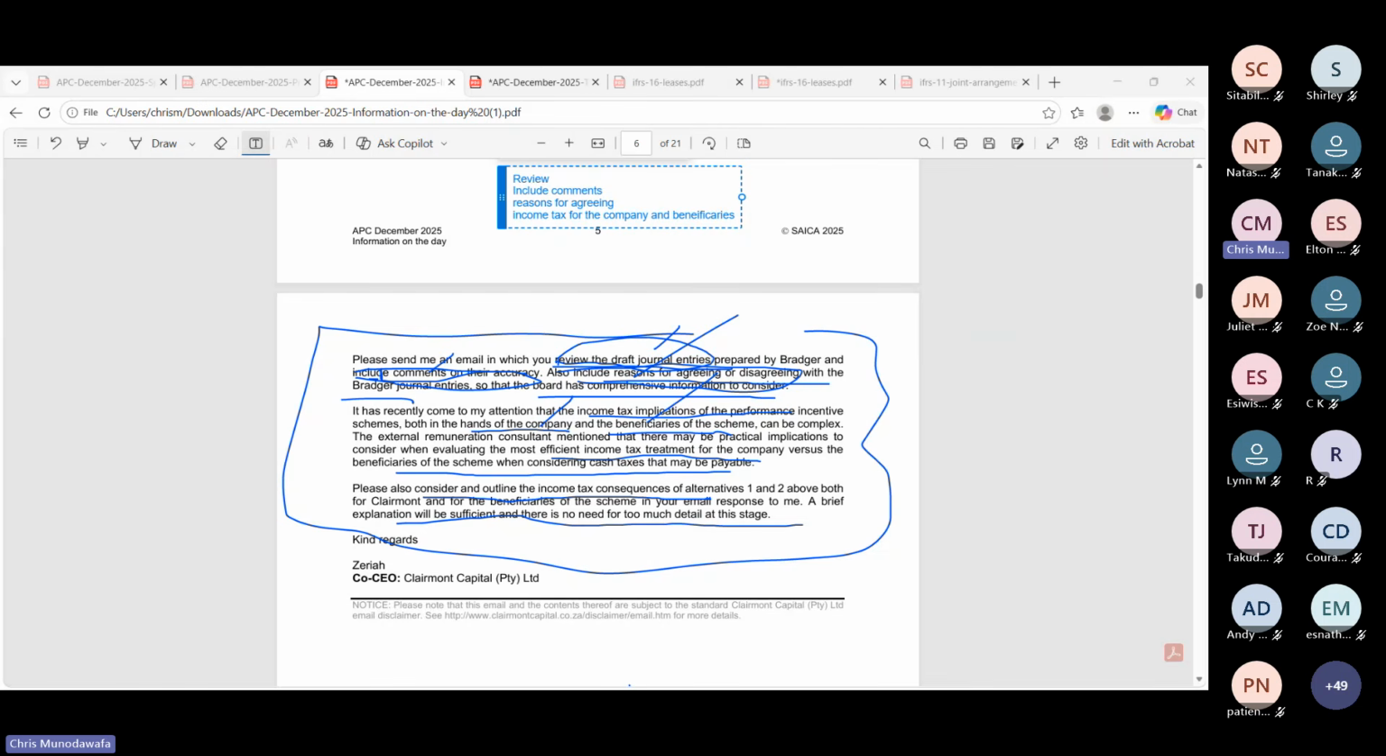Now depth. So depth now means analyzing each important matter sufficiently to demonstrate competent professional judgment.